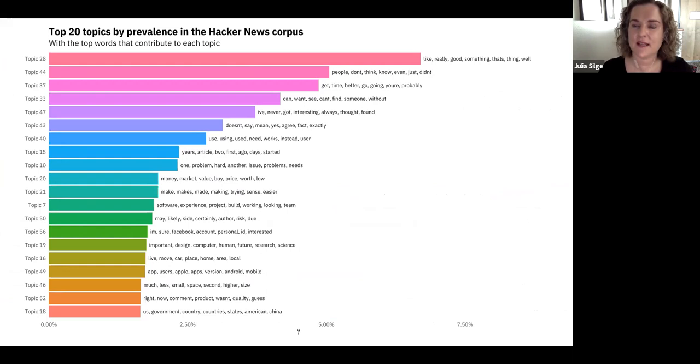The next one is different words. And if we go down, we're starting to see words that are about things. If we go down to the blue ones, we're starting to see ones that are about time and articles, like years, article two, first, days ago. They're discussing time, things that happened in the past.